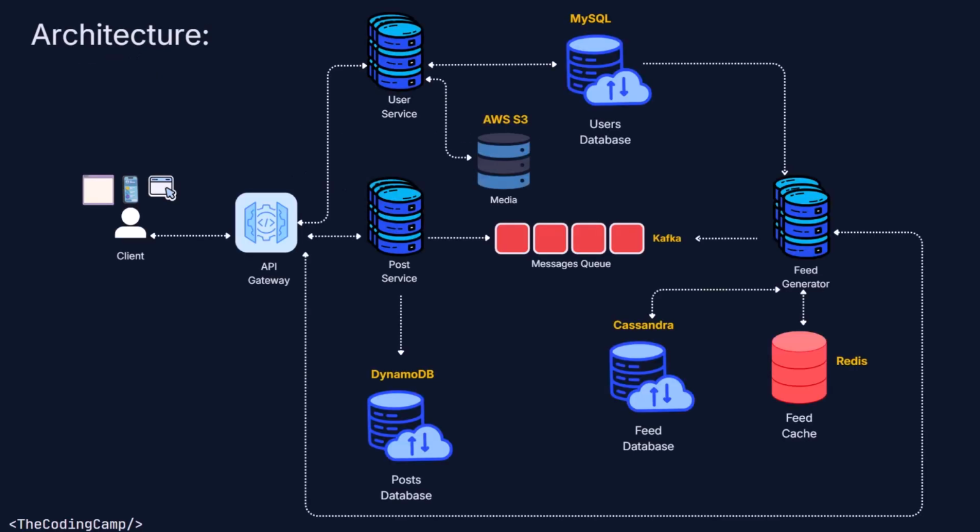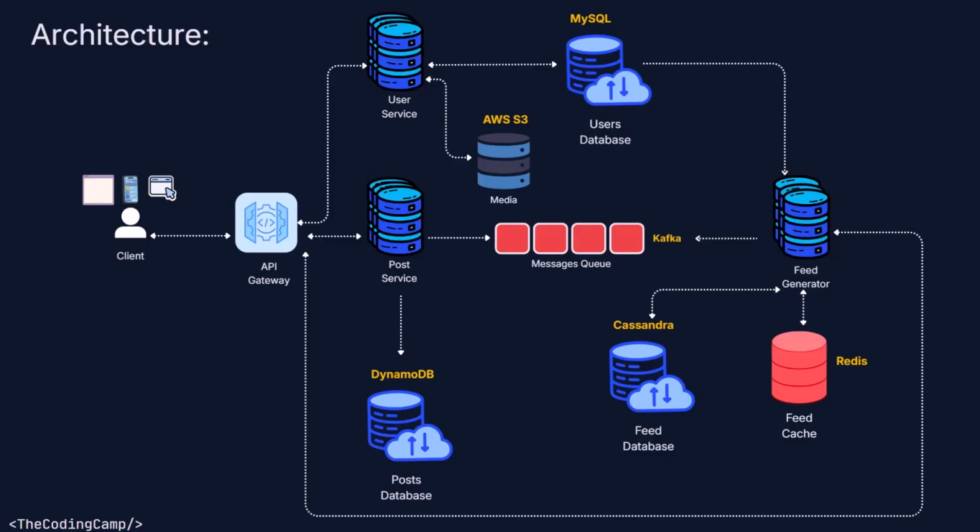Sure, I'll separate the system into write path, feed generation path, and read path. Clients communicate with an API gateway as a single entry point for authentication, rate limiting, and routing. Then there are 3 services: post, users, and feed. The post service handles creating the post and storing metadata.